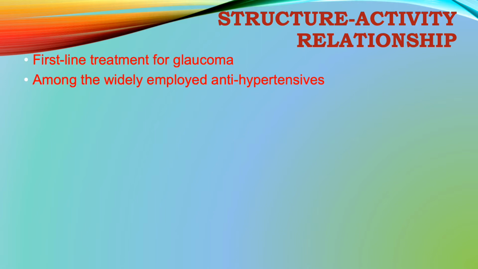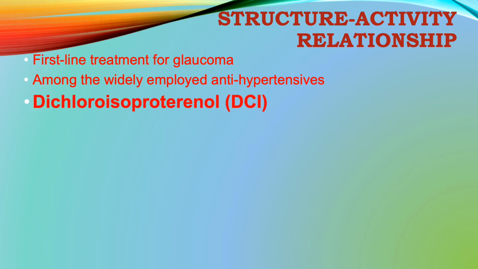Now let's start with the structure-activity relationship of our beta blockers. The first beta blocker was reported in the year 1958 by Powell and Slater. It was discovered with this structure, the chemical name dichloroisoproterenol. This one was the first line treatment for glaucoma. It is also widely employed as an antihypertensive.